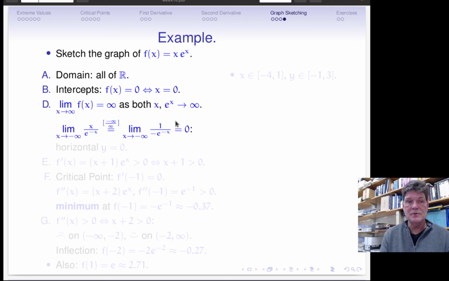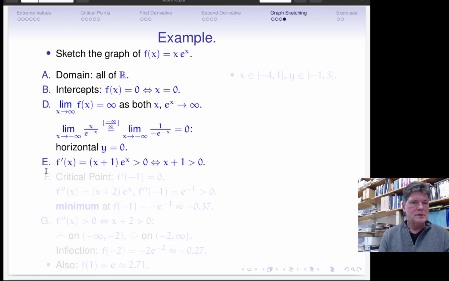Derivative of x is 1, of course. Derivative of e to the minus x is minus e to the minus x. And as this minus e to the minus x goes to minus infinity, this inverse goes to 0. So there we have it, a horizontal asymptote, y equals 0. The x-axis is a horizontal asymptote in this case.